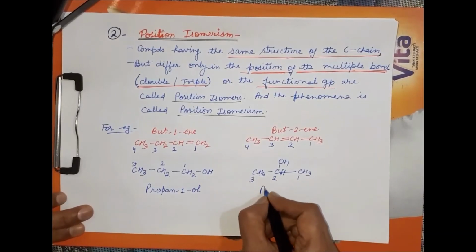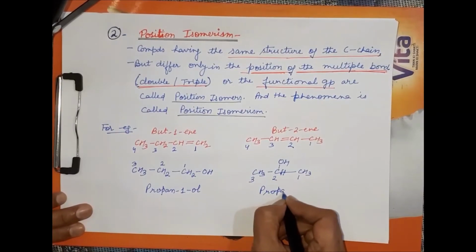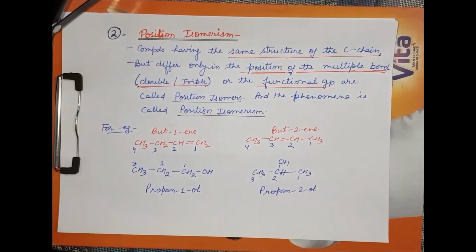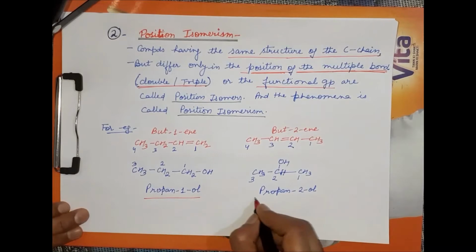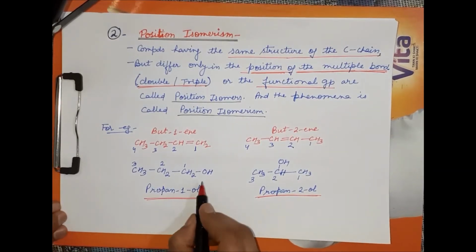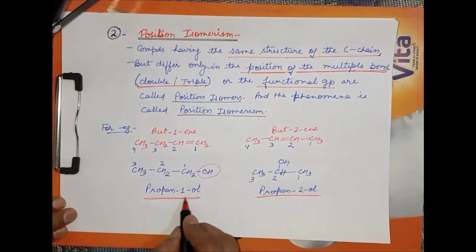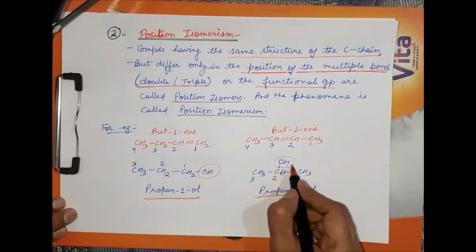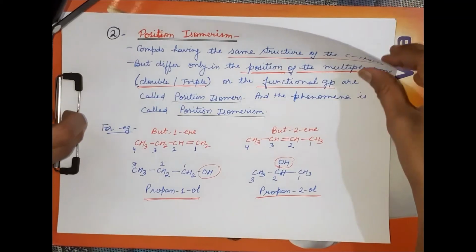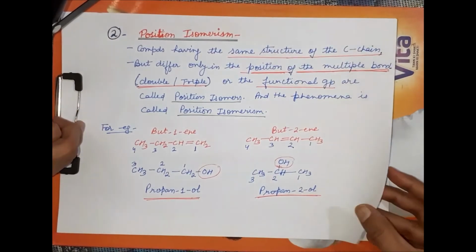So the name for this will be propan-2-ol. We can see here that both these isomers differ only because of the position of the OH group, here at the number 1 carbon atom and here at the second carbon atom. So that is why both these are position isomers, and this phenomenon is called position isomerism.